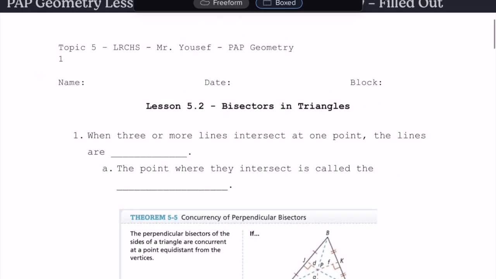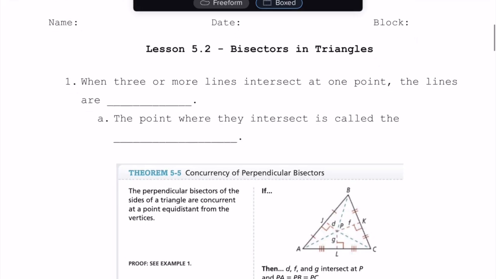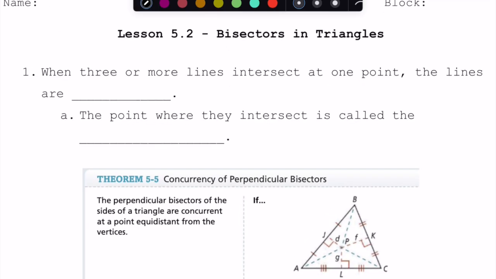So I'm going to be out for a couple of days, and these videos are going to help you do the notes in class. They're going to help you do the homework and your exit tickets as well. So today we're going to build off what we know about perpendicular and angle bisectors. Before we do that, I need to give you a couple of definitions.